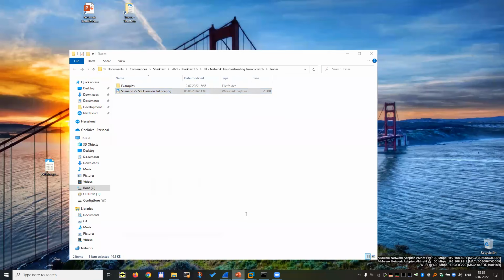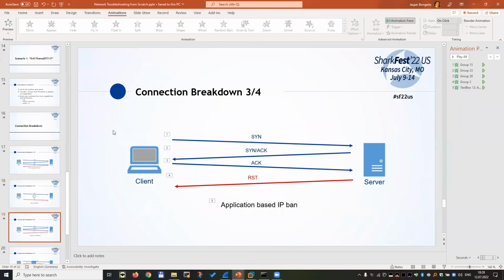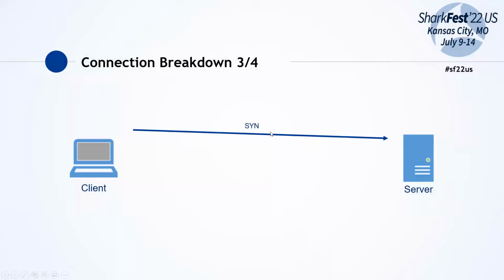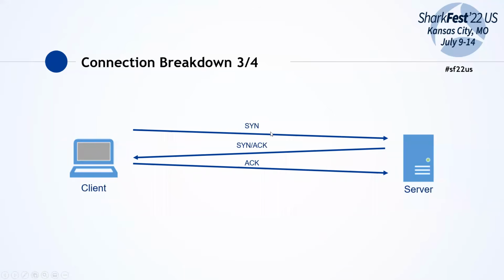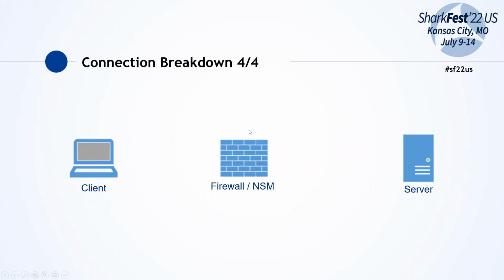Okay, so let's take a look at the remaining connection breakdown things. Since SYN-ACK, everything's fine. And then a reset, or maybe a FIN-ACK. So this is something that we already saw as an example. It's usually an application-based IP ban, or a load balancer being in trouble. And the last one could be this one. That is, you don't see this very often.